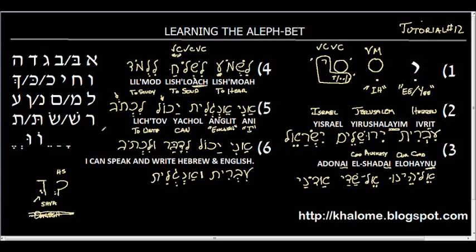So, אני יכול לדבר ולכתוב, I'm sorry. אני יכול לדבר, I may be wrong on this, the infinitive of לדבר. I think that's לדבר, vet. Could be, but either way, אני יכול לדבר ולכתוב עברית ואנגלית. And that would mean I can speak and write Hebrew and English, which I guess is kind of ironic. It sounds like I'm having a hard time doing both at the moment, right?